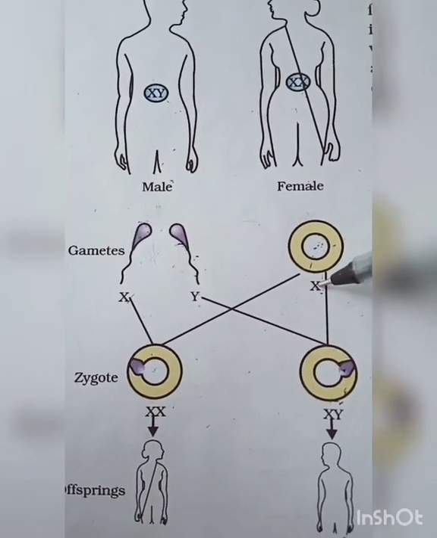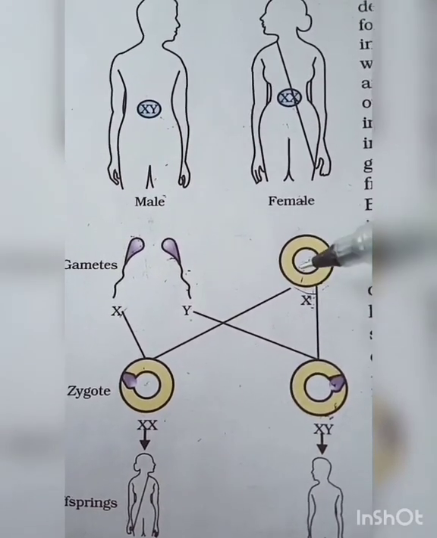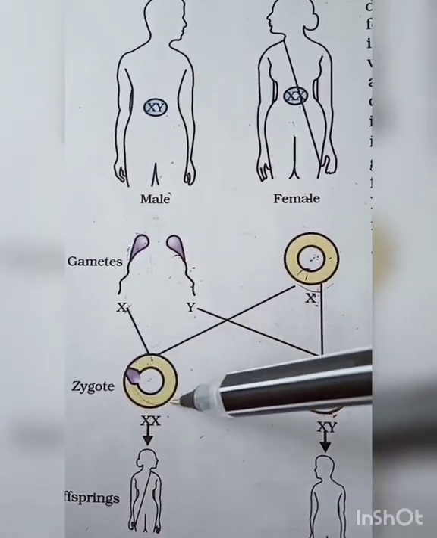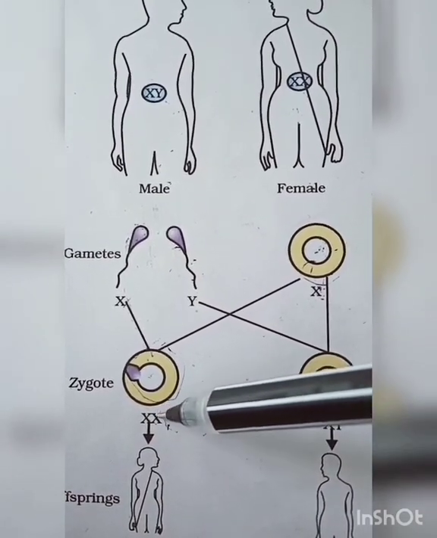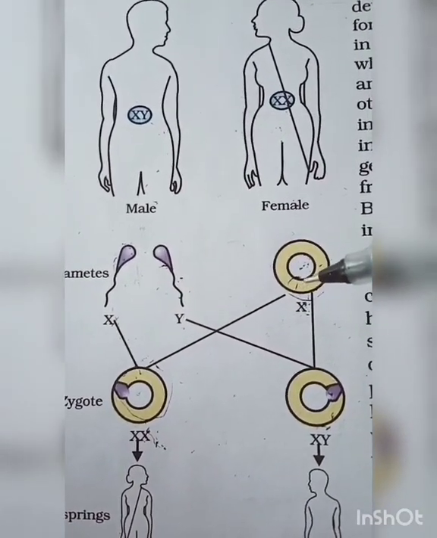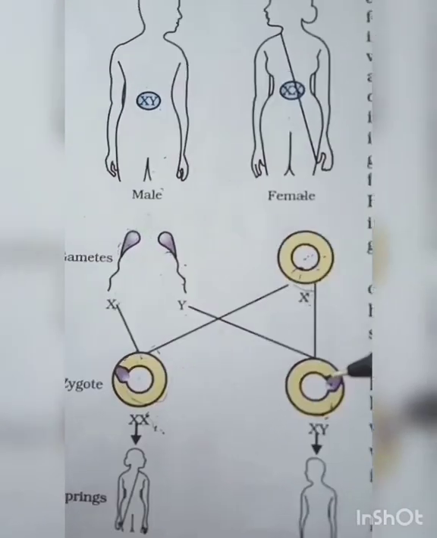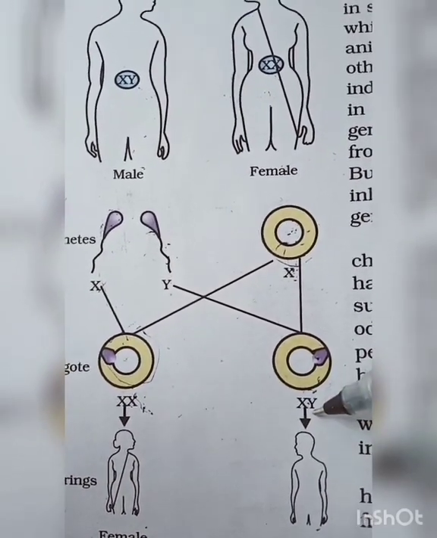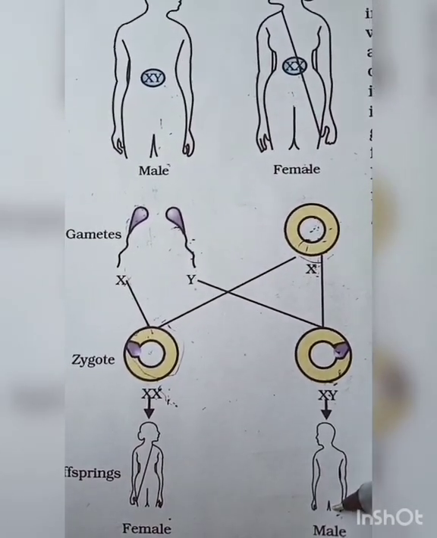So at the time of fertilization, if the X containing ovum is fertilized by the X containing sperm, the result will be a zygote which has XX chromosomes. Isn't it? Then what will be the sex of the child? It's a female baby. Then if the X containing ovum is fertilized by the Y containing sperm, then the zygote has XY chromosomes. Then what will be the sex of the baby? XY is male. So the child will be a male.